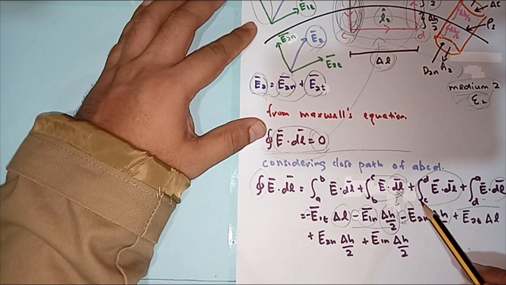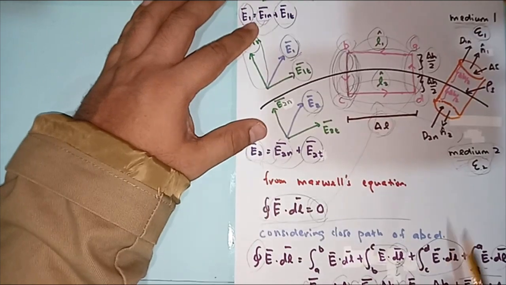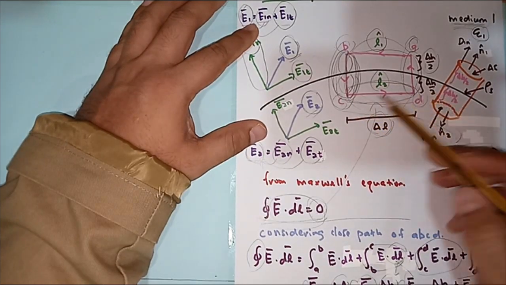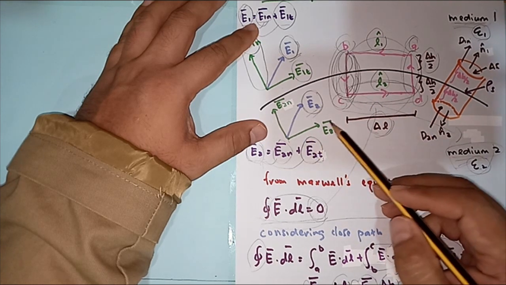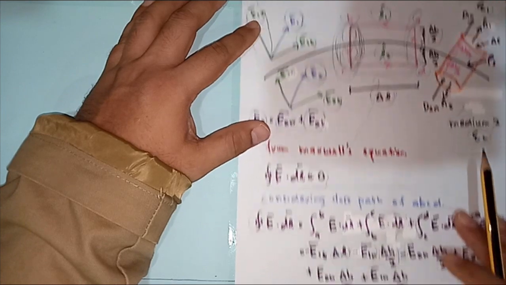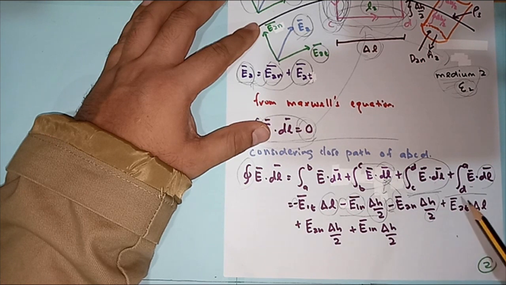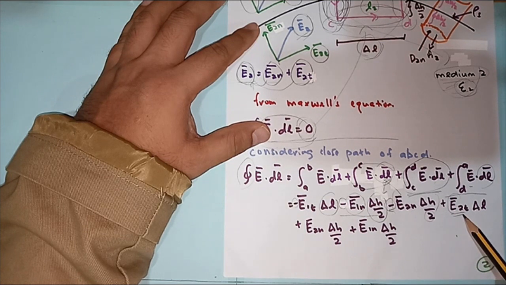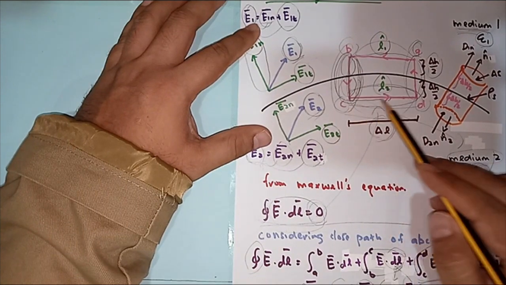For the third part of the integration, which is the line integral from C to D of E dot dl, we have this line. Because the direction of this vector corresponds to the direction of the tangential component of the E2 vector, the solution for the third part is equal to vector E2t, the tangential component of the E2 vector, multiplied by delta L, where delta L is the solution for the dl here, which is equal to the length of this line.